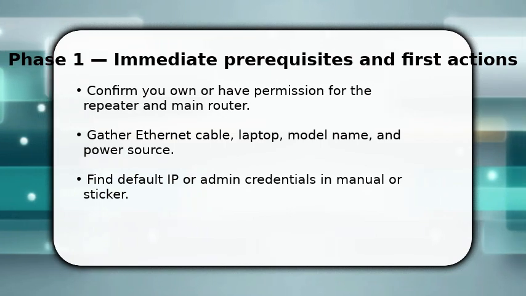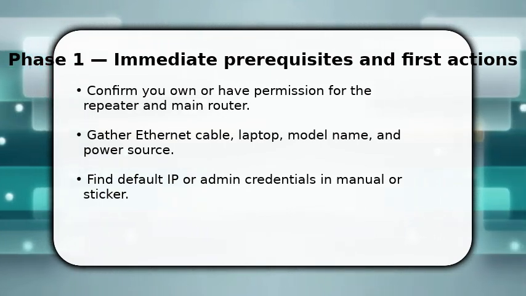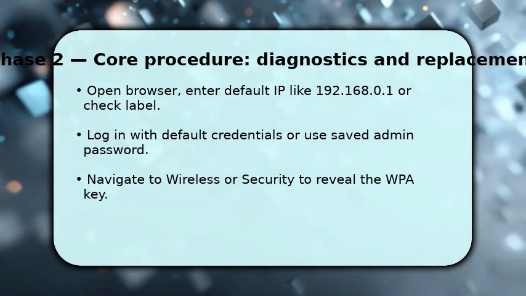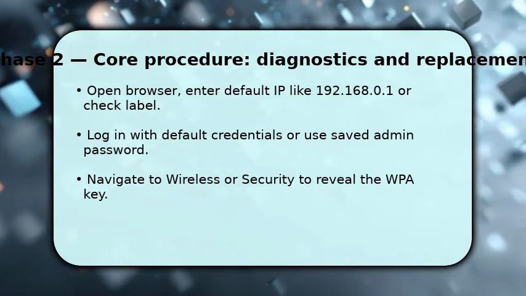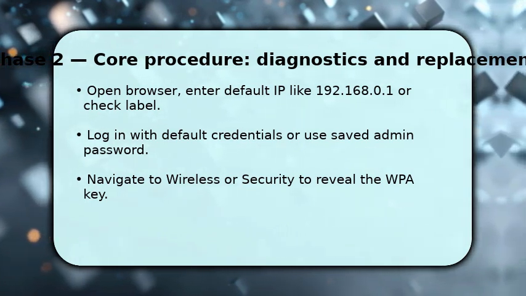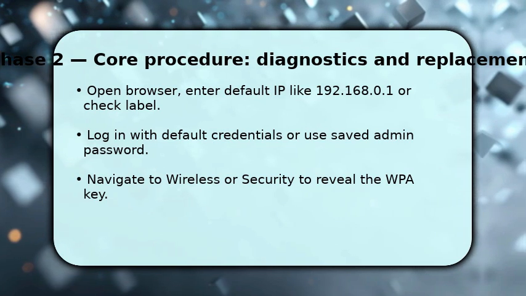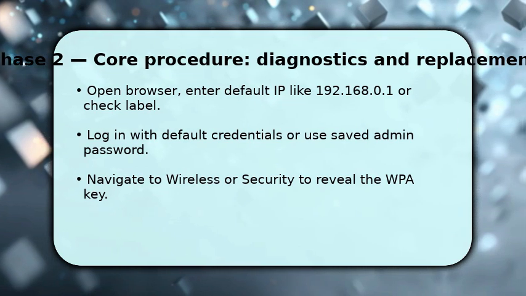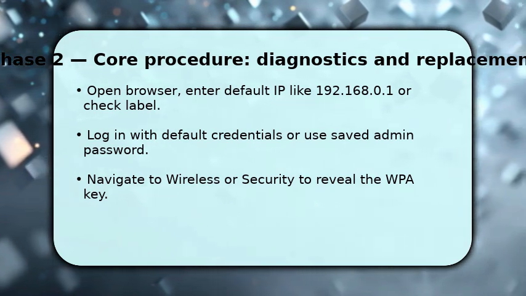You now open your browser and type the repeater's IP address. Common defaults are 192.168.0.1 or 192.168.1.1, but check the sticker. Then log in with the default admin username and password from the manual. If you previously changed them, use your saved credentials.